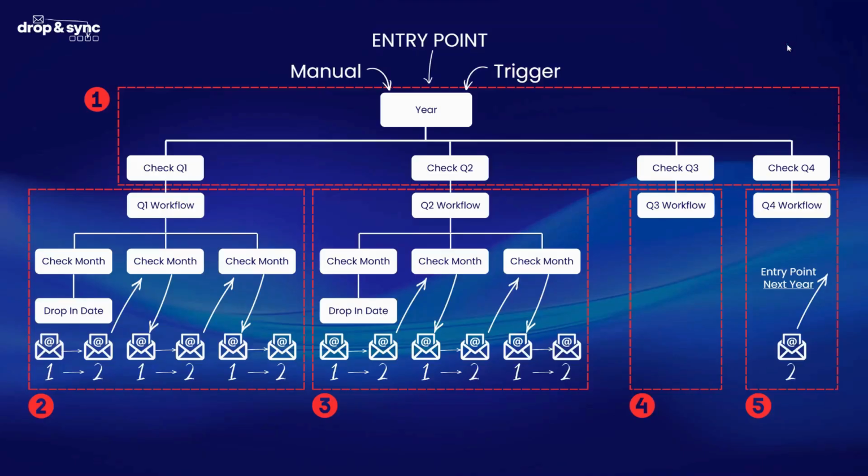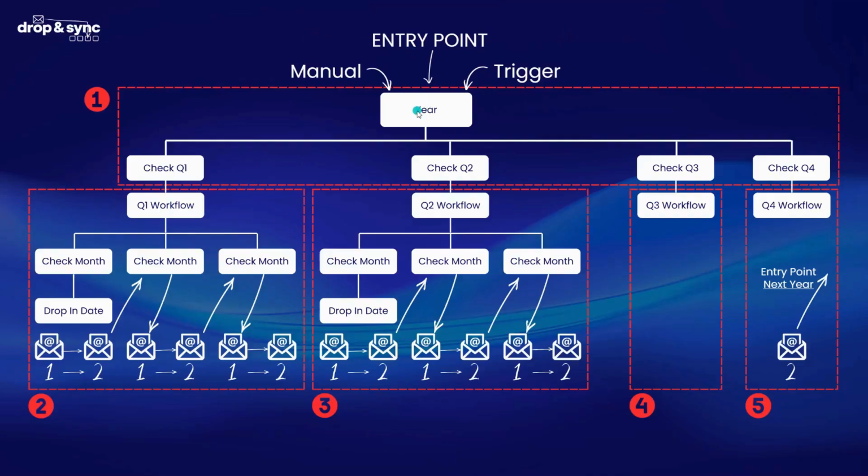Okay, before we get started into the actual workflows, I want to give you an overview of exactly what's happening here. Every year has 5 workflows. The top level workflow, which is the entry point for any year, is where you load all of your contacts. You can load them manually, one at a time. You can create a trigger like a form, or if you add a tag, and you can send a smart list of contacts into the entry point.